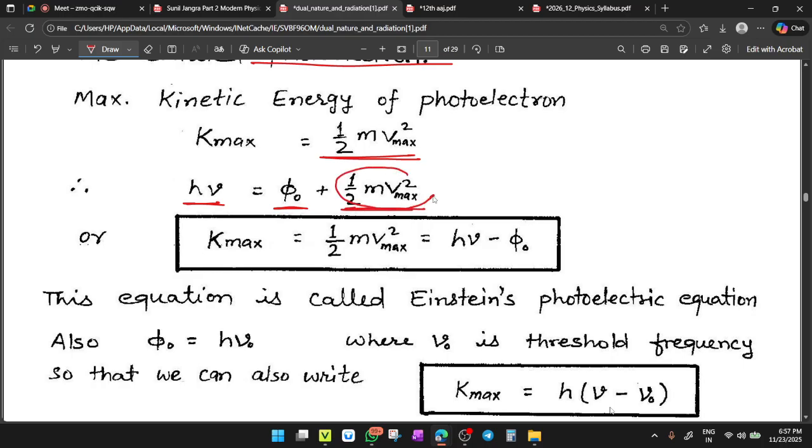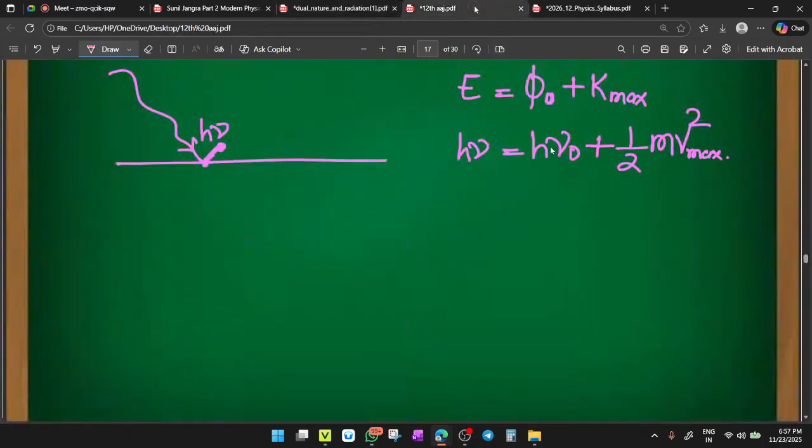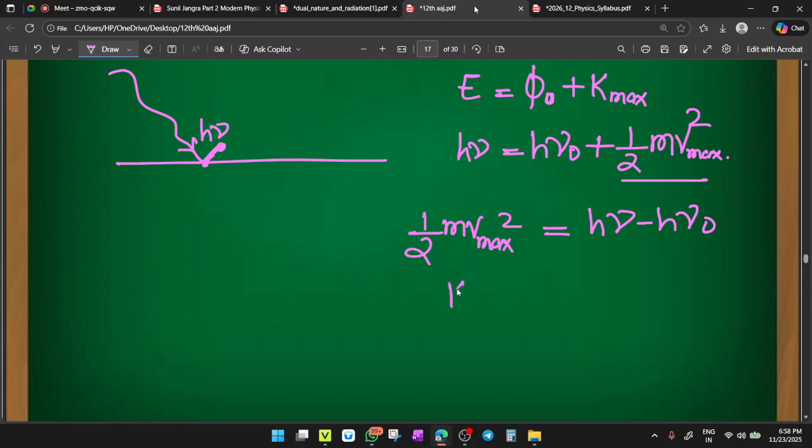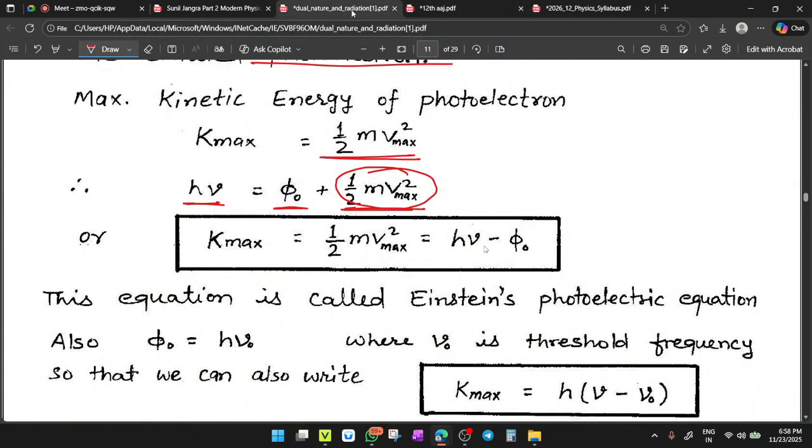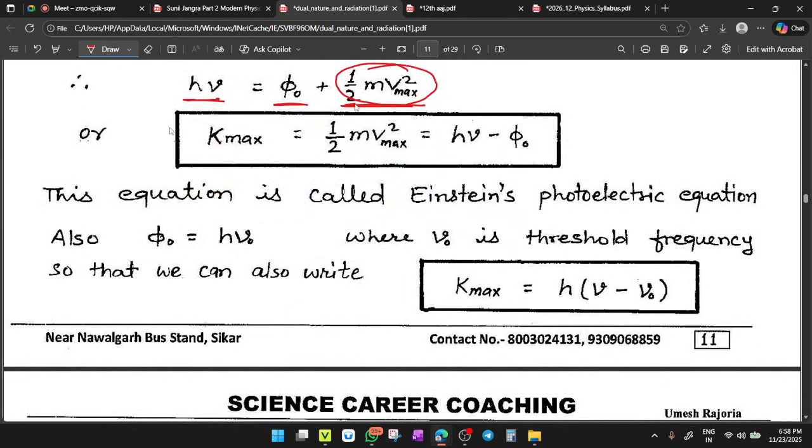Now derive the relation for maximum kinetic energy. Separating half mv max square, that is the maximum kinetic energy, it equals h nu minus h nu naught. Means K max equals total energy minus work function, h nu minus h nu naught. Clear, students? So h nu minus phi naught. This equation is called Einstein's photoelectric equation.